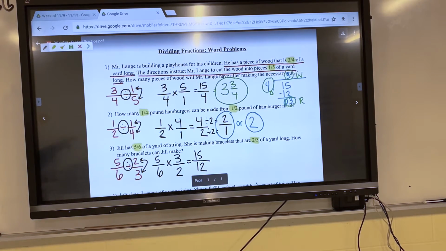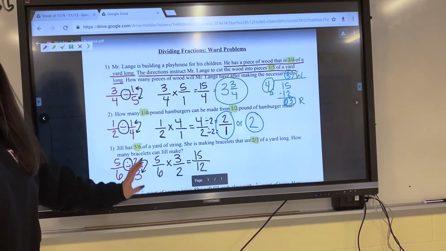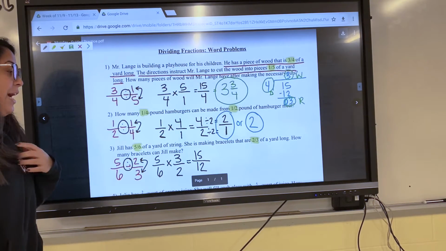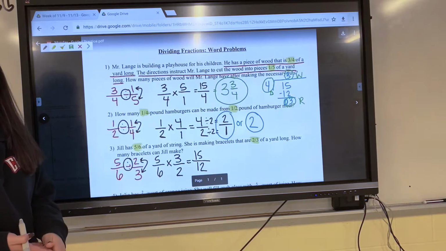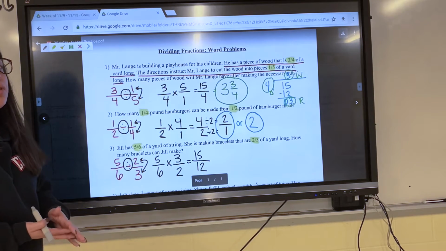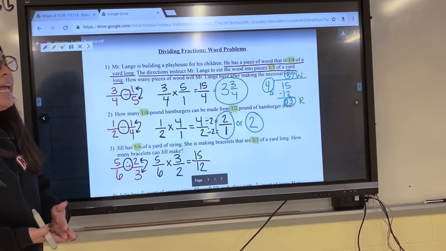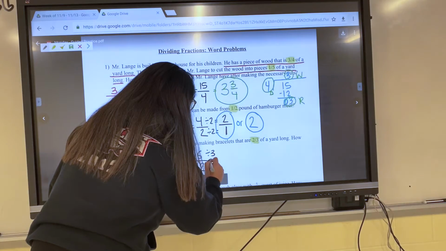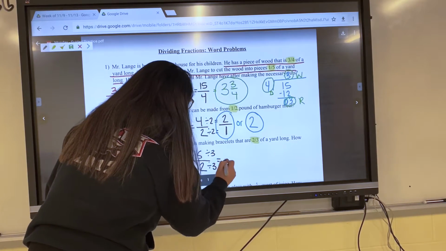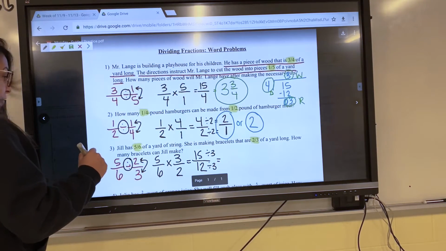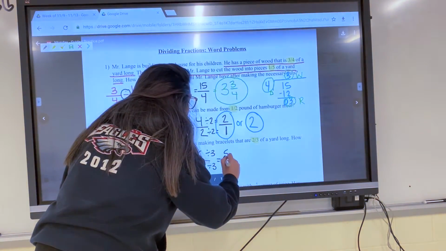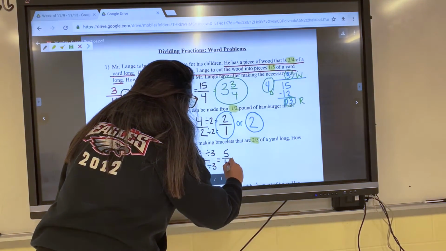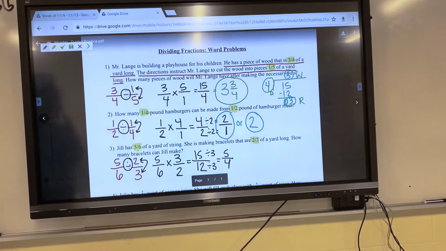Now, before I move on to do anything else, I want to simplify this fraction. Looking at 15 and 12, they're not both even, but they do have a number in common larger than 1, and that number is 3. So I'm going to divide both of these numbers by 3. 15 divided by 3 is 5, and 12 divided by 3 is 4. 5/4 cannot be simplified anymore, so we're done simplifying.